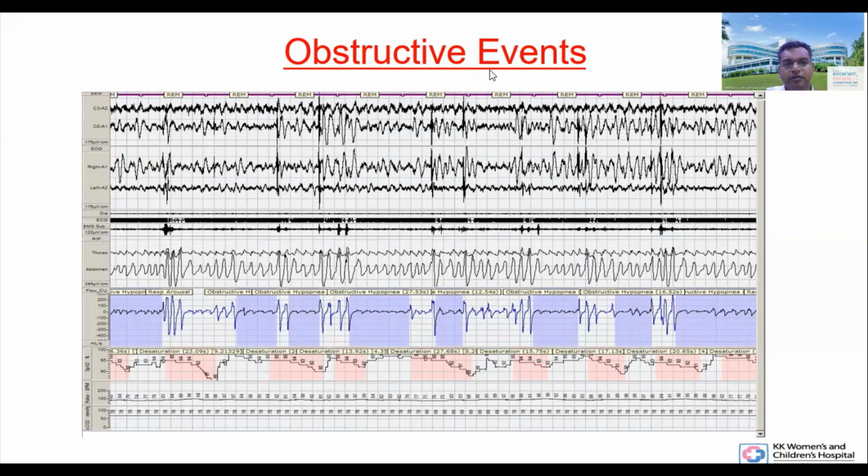So they can have obstructive events. If you look at this channel, which is the chest and the abdomen, there is a decrease in the movement and also more paradoxical movement, which causes obstructive events where there is no flow of air. This is measured at the nose. Because there is no flow of air and not enough oxygen, the child desaturates, and you can clearly see recurrent desaturation following obstructive events. Like this, several episodes can happen during the night in a child.